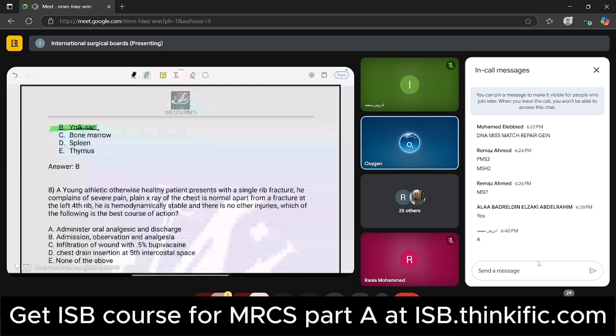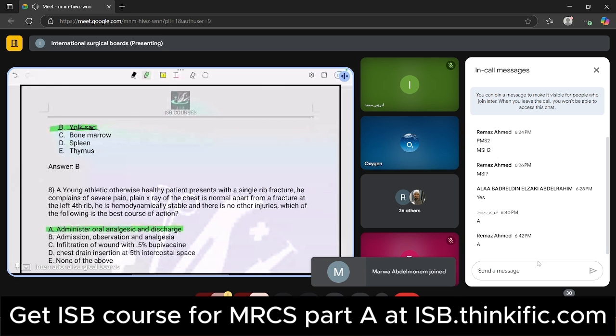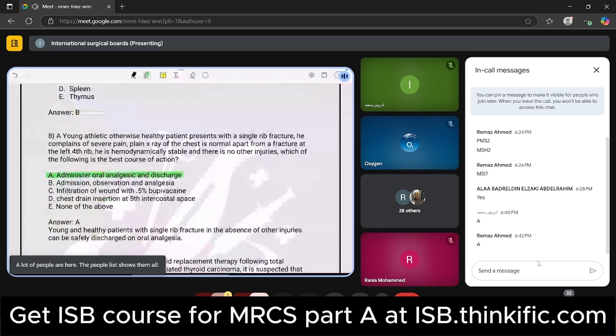So A looks reasonable. Give some painkillers and discharge because it's only one rib, right? Right, that's correct. There's no complications from that. It's just a simple rib fracture, not complicated. And in a patient who's young and healthy, it's reasonable to discharge the patient on simple oral analgesics. Okay, let's see the next question.